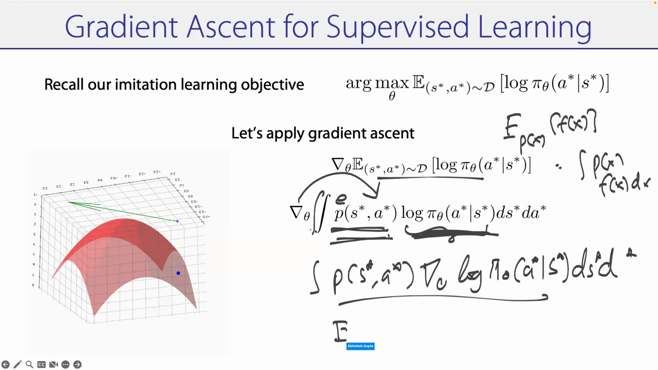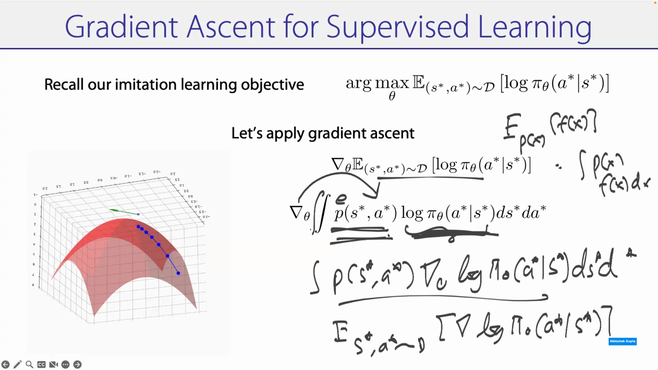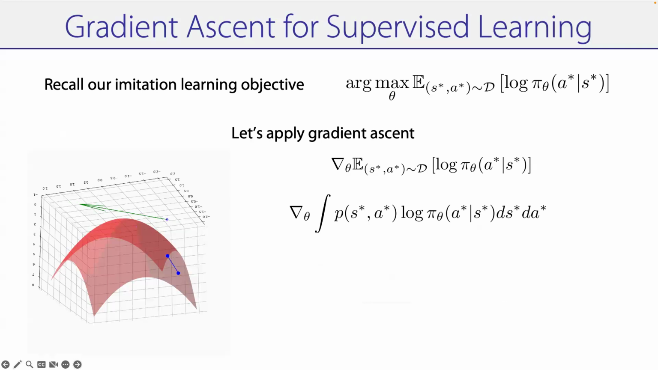You can write this as the expectation over s star, a star from D of grad log pi theta, a star given s star, right? Just like inverting the definition of expectation. And so the important part here is that the gradient of an expectation is the expectation of a gradient. Essentially you can just think of this as a teleport, because this term here didn't depend on theta, you just teleported the gradient inside the expectation.